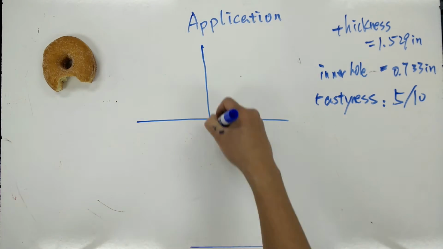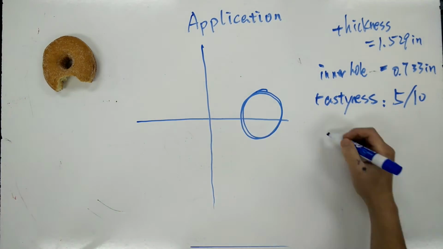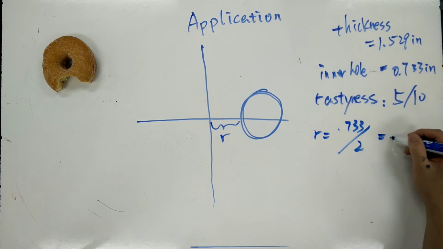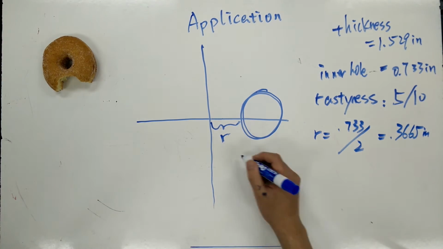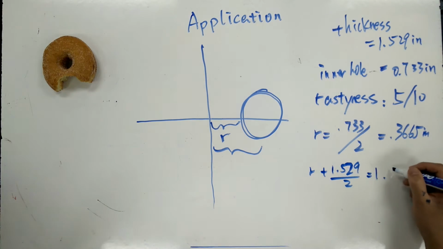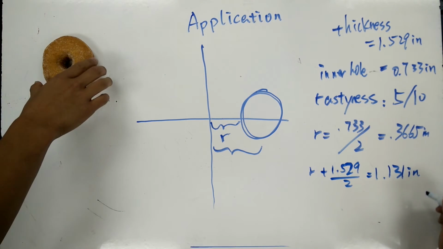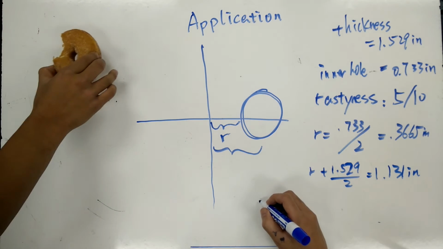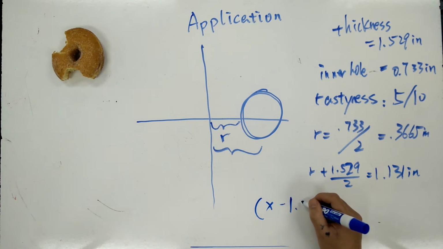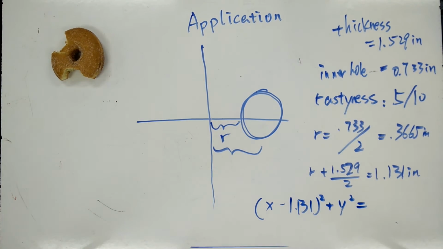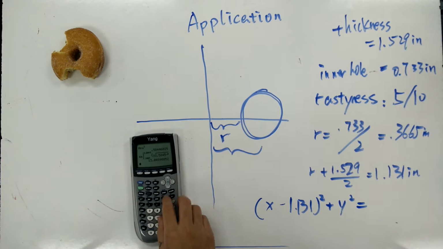So we need to find a graph that represents a cross-section of our donut. To do so, we have a circle, but we need to find how much it's translated to the right, which is half the inner hole diameter plus half of the thickness. Perfect. Then we get the equation that represents the cross-section of our donut. The radius of this cross-section is half of the thickness, and we use a calculator to find that radius squared.